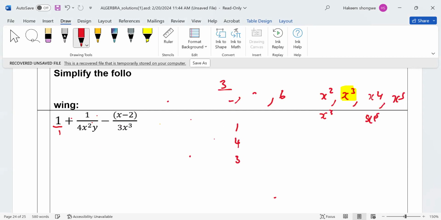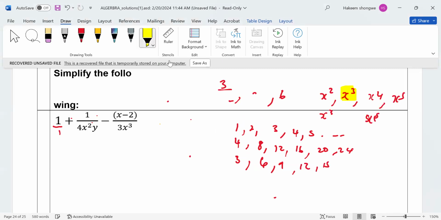Let's find the multiples. We're not looking for the factors. We're looking for multiples, since we're dealing with fractions. So what are going to be the multiples of 1? You say 1 plus 1 again, then you get 2, then 3. Okay, what are the multiples of 4? 4, 8, 12, 16, 20. Multiples of 3: 3, 6, 9, 12, 15.